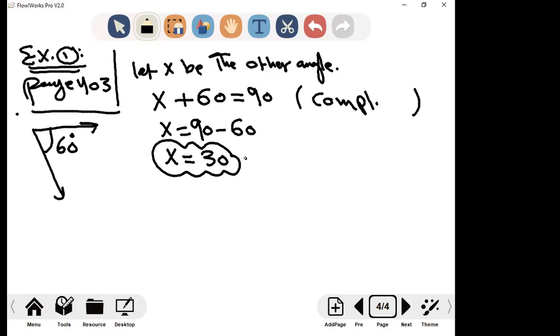Now take a look at the book, at the solution of the example. They said complementary angles have a sum of 90 degrees. The equation 60 plus x, I wrote it x plus 60, it's the same, equals 90. It can be used to find the measure of the angle that is complementary to the given angle. Because x equals 30, the measure of the angle complementary to the 60-degree angle is 30 degrees.